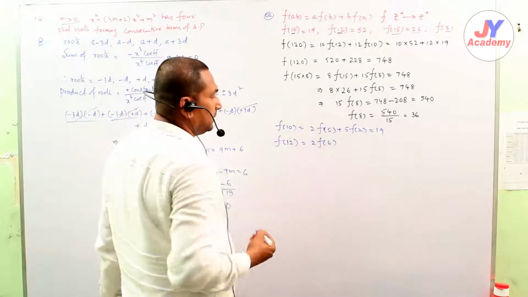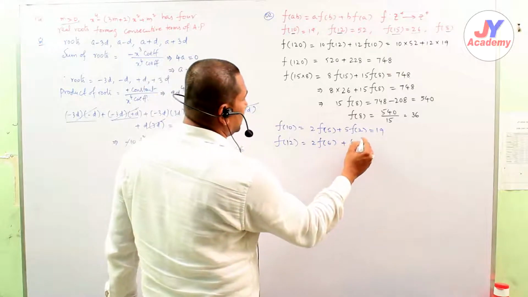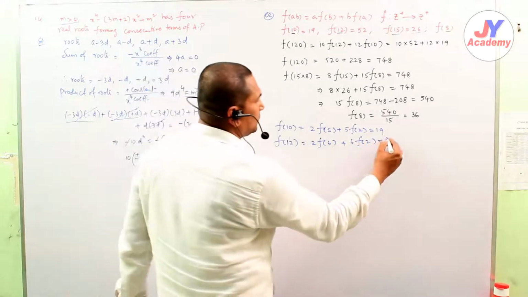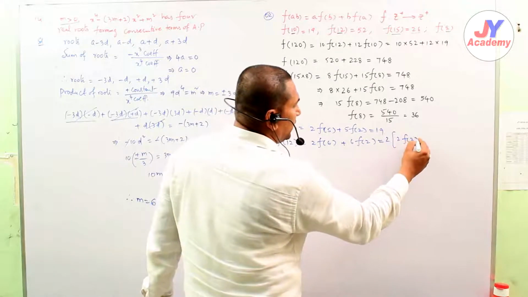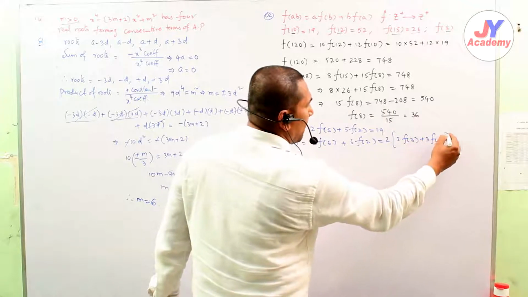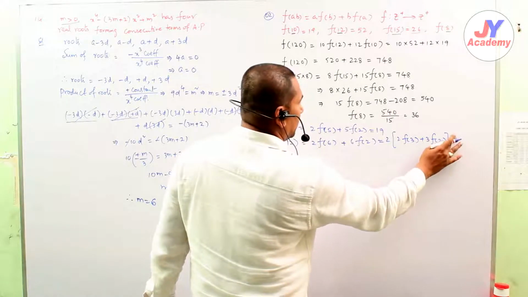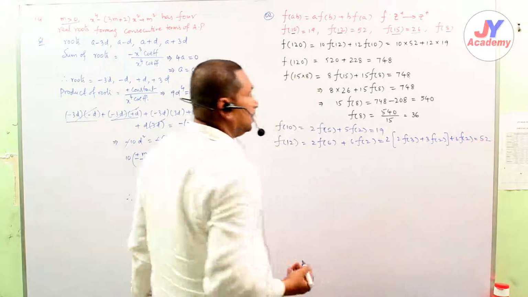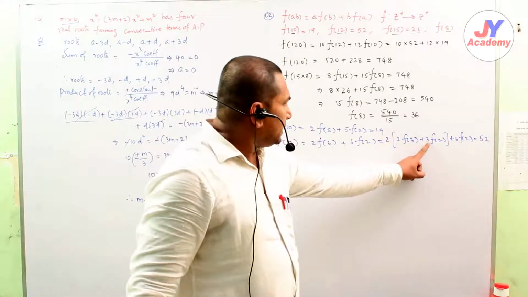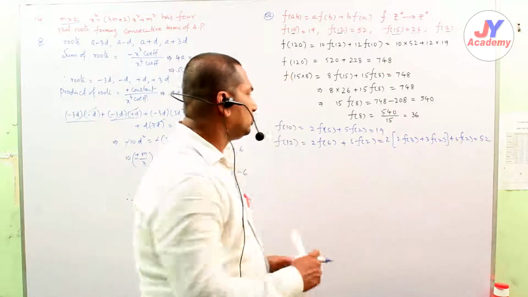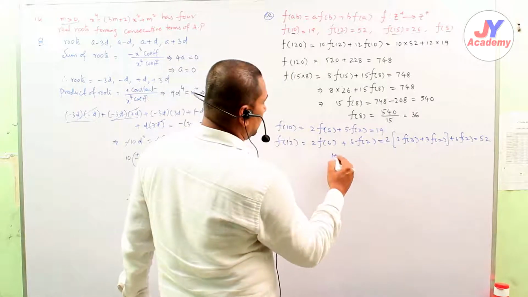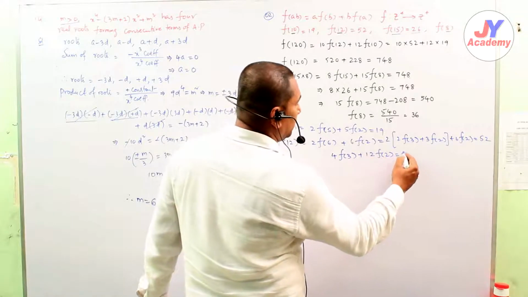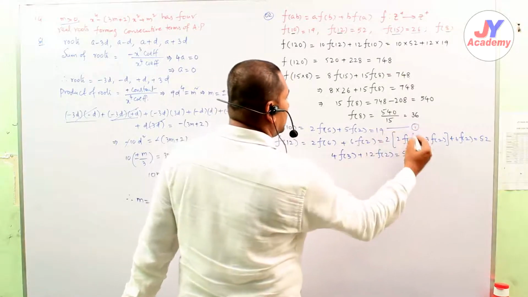2f of 6 plus 6f of 2. That is equal to, see, again f of 6. 2f of 3 plus 3f of 2 is equal to, plus already 6f of 2 is there, is equal to 52. Now, 2 3's 6 plus 6, 12f of 2. So, 4f of 3 plus 12f of 2 is equal to 52. So, let it be equation 2.